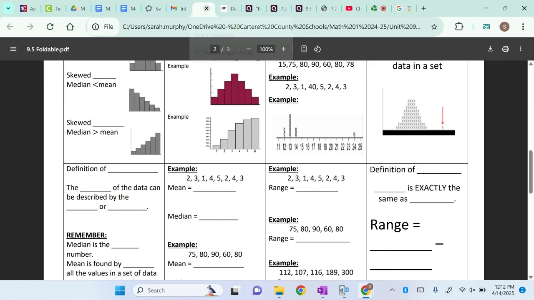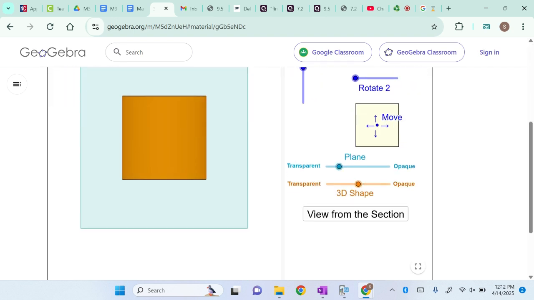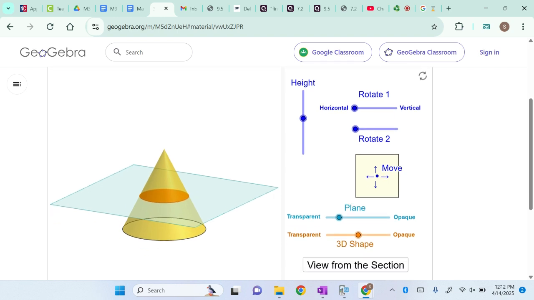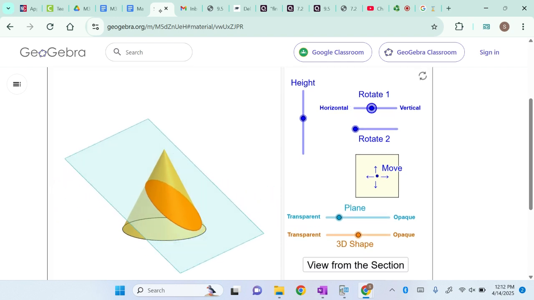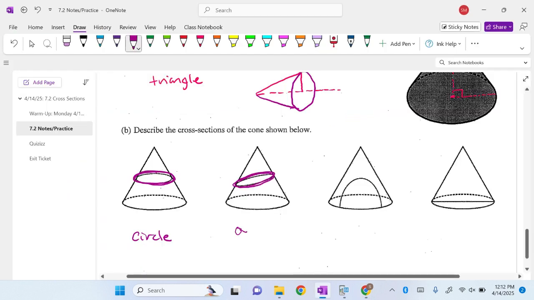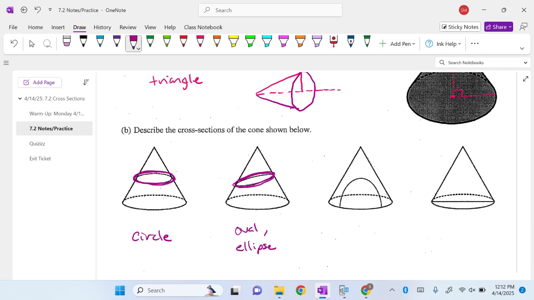If we looked at our GeoGebra for a second, right here. If I looked at the cross section of a cone, all right, I rotated it completely on its side, and looked at the section. It's not quite a circle. It's an oval or an ellipse. So you can either call it an oval or you can call it an ellipse. Either one is correct.